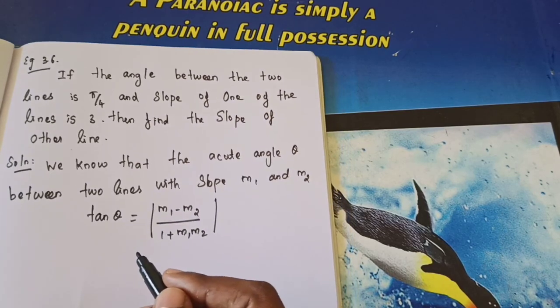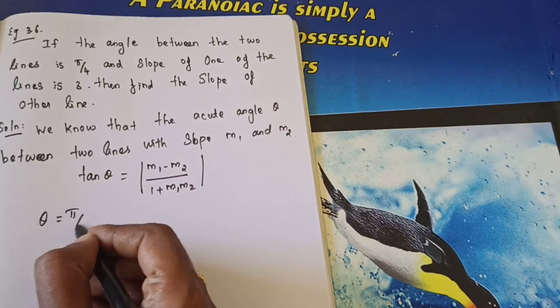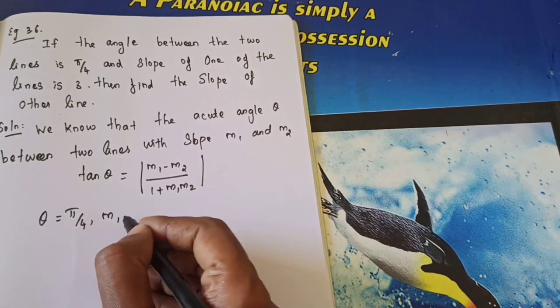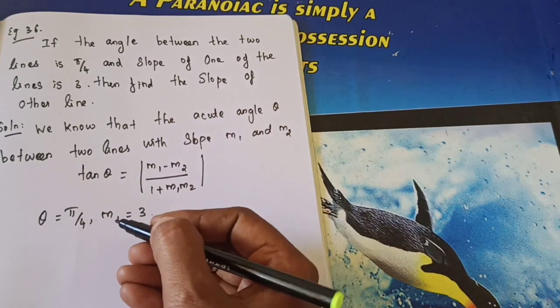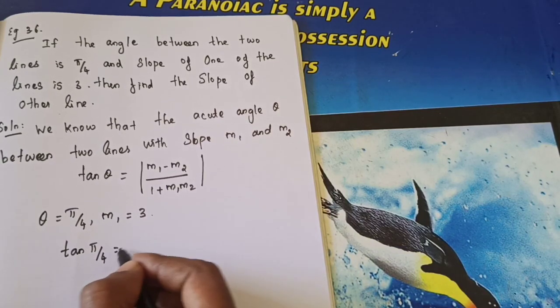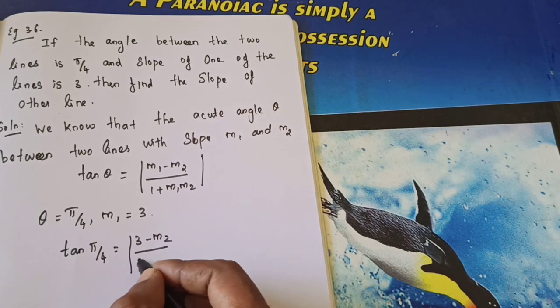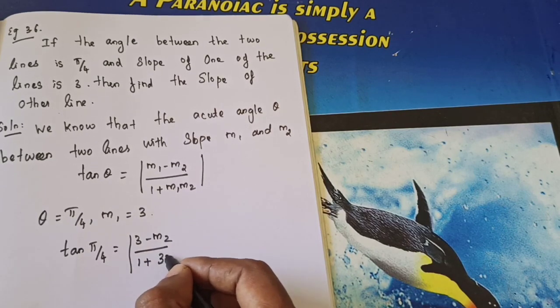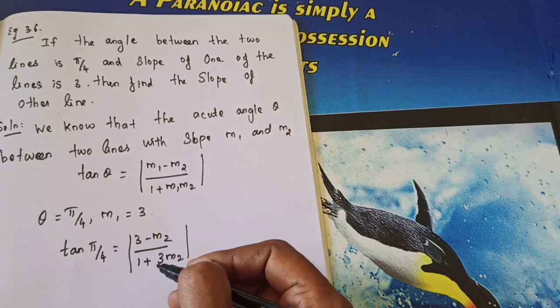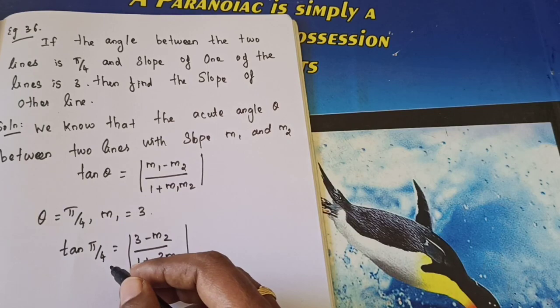So in your question, the theta value and m1 value are given. Theta equal to pi by 4 is given, and m1 is given as 3. Now substitute in the formula. Tan pi by 4 is equal to modulus of (3 minus m2) divided by (1 plus 3 into m2). Okay. So, what will happen? My tan pi by 4, what's the value?